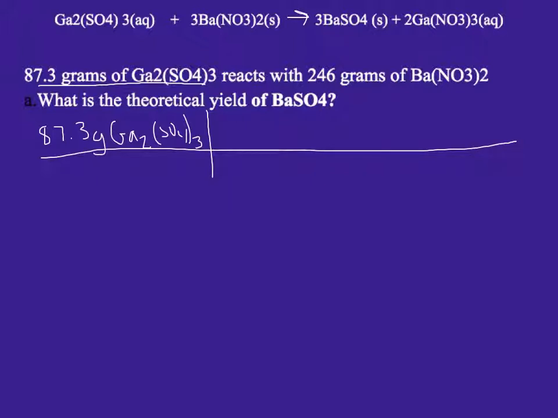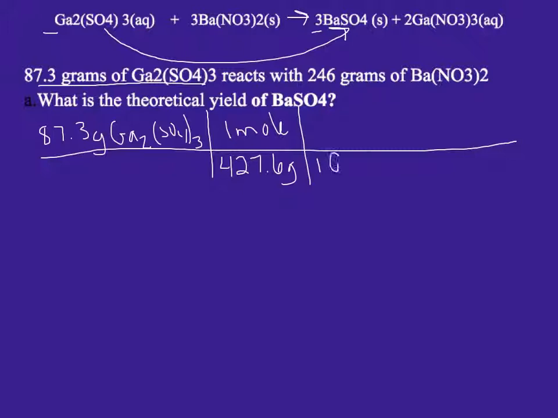So first thing I need to do is change from grams of gallium sulfate to moles of gallium sulfate. So using the periodic table, I'm going to find the mass of Ga times 2, S times 3, and oxygen times 4. That comes out to be 427.6 grams and 1 mole of gallium sulfate. Then I want to convert from gallium sulfate to barium sulfate. So that's a 1:3 ratio. So on the bottom, I'm going to put 1 mole of gallium sulfate. And on the top, 3 moles of barium sulfate.